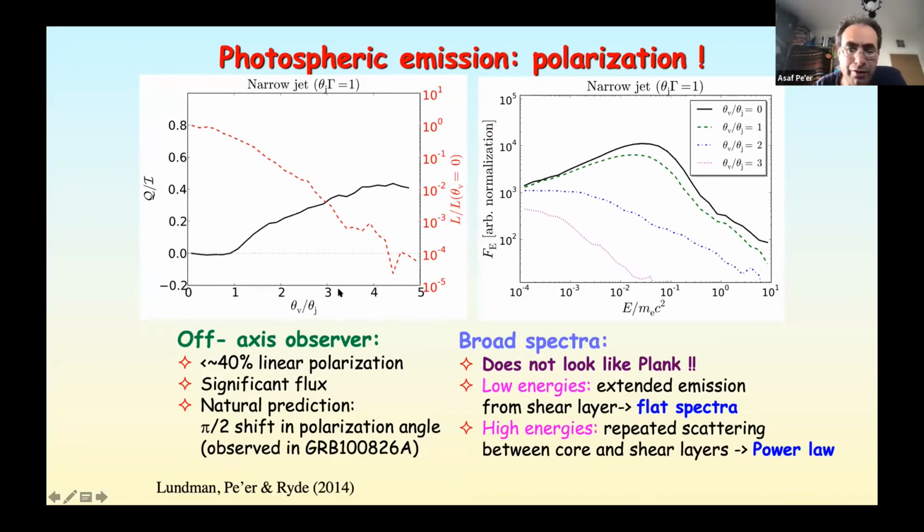And there is another natural prediction, which is a pi over 2, 90 degree shift in the polarization angle as we are moving away from the jet, or as the jet parameters vary. Of course, the spectra that we'd see accordingly would not look like a Planck at all. We see this extended emission from the shear layer, which will give us some flat spectra at high energies. There is another effect which I won't have time to touch, which will end up with some sort of a power law.